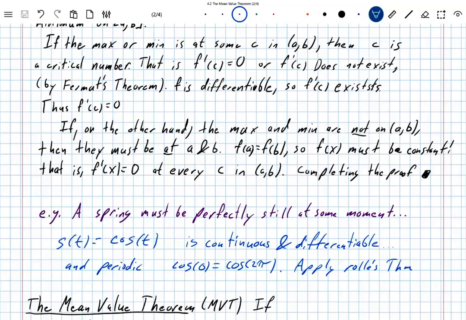Okay, next up in the next video, we'll move on to the more general case, the mean value theorem.